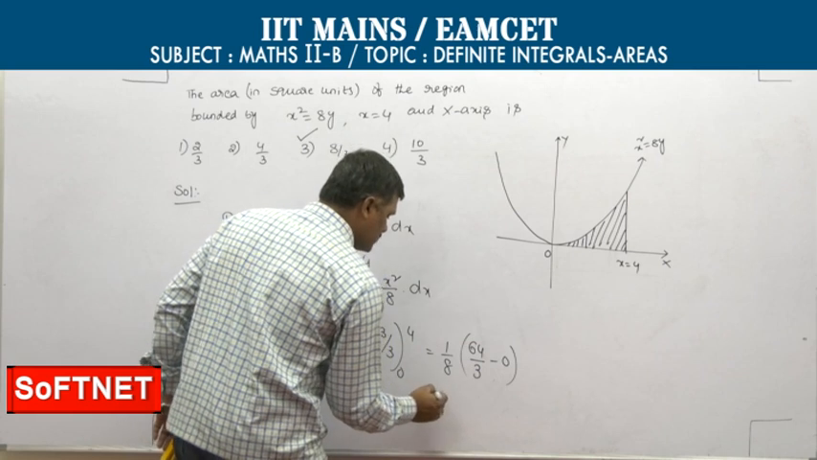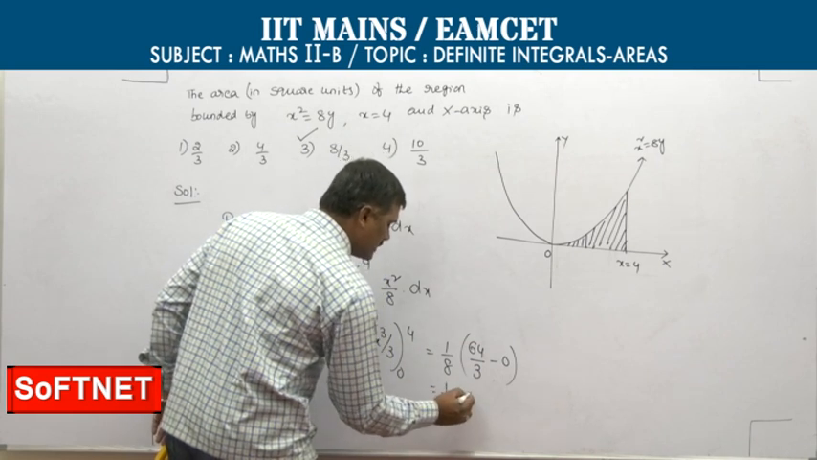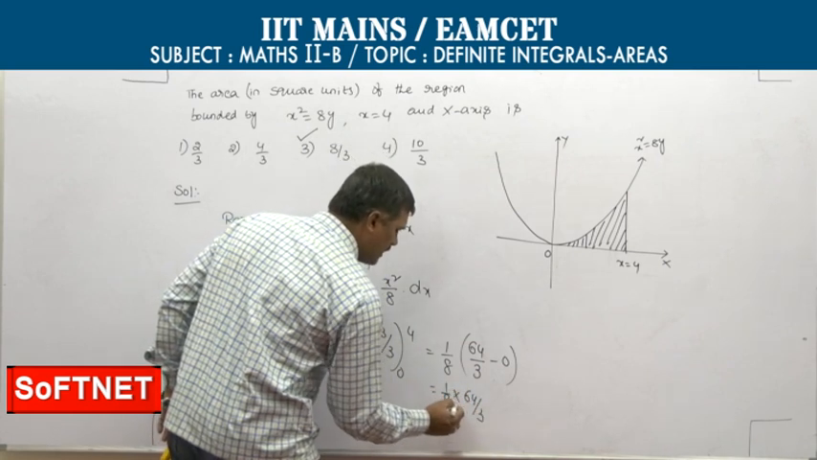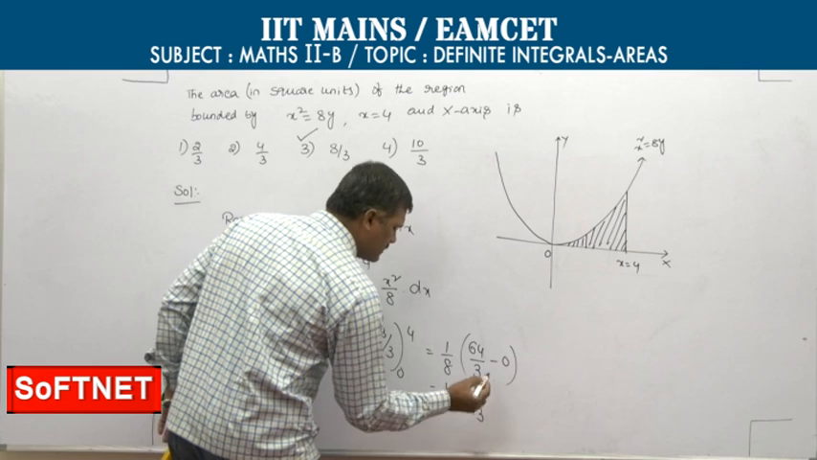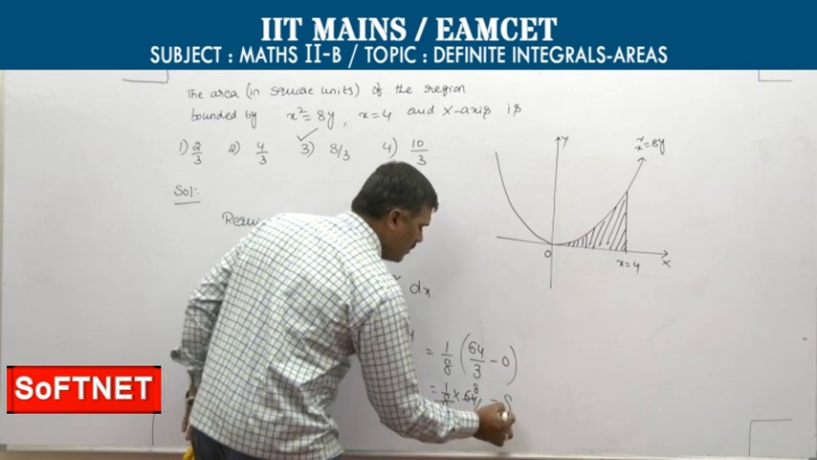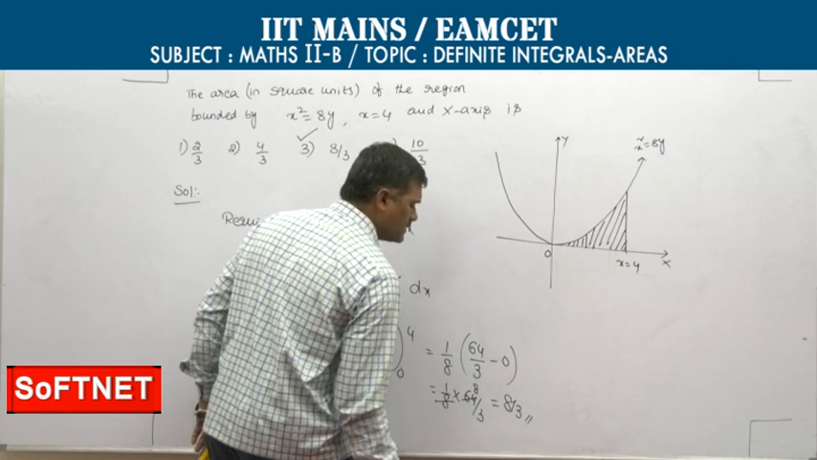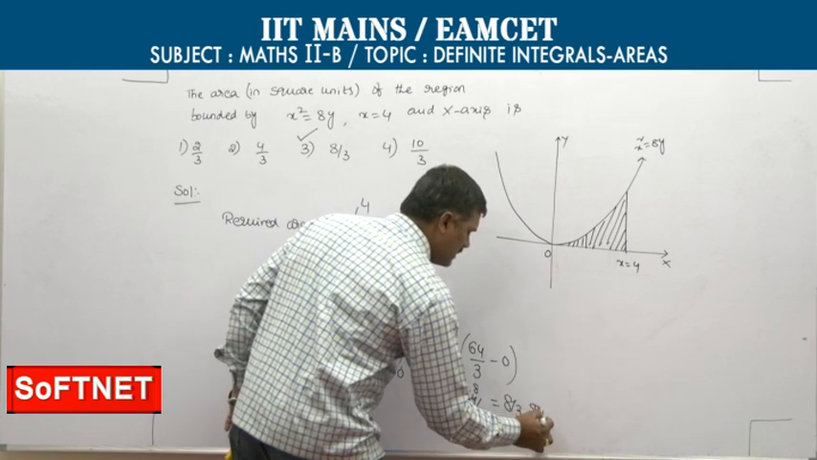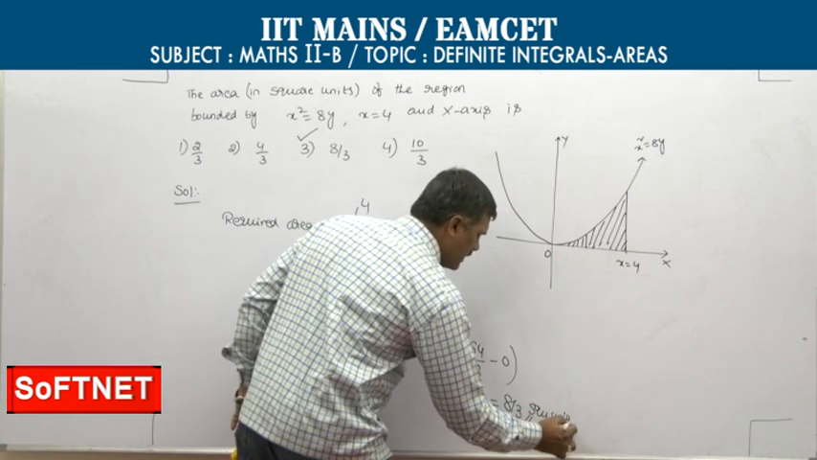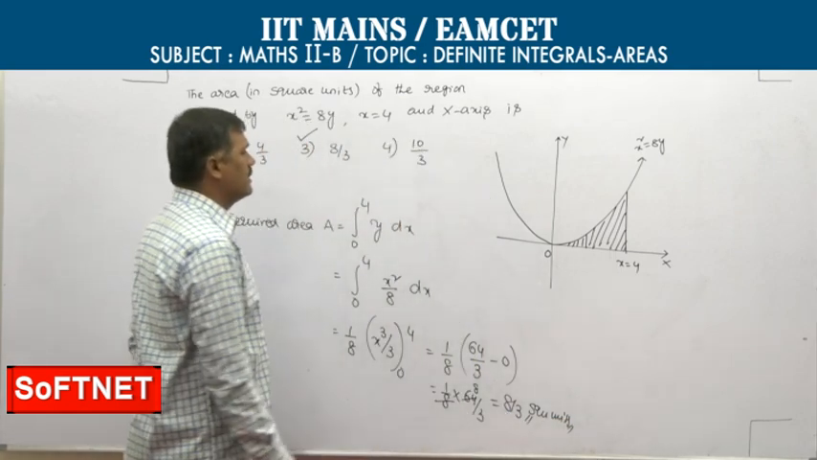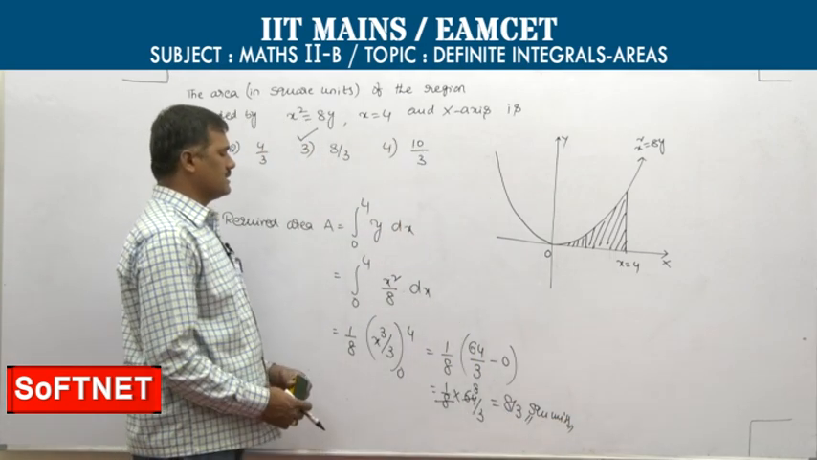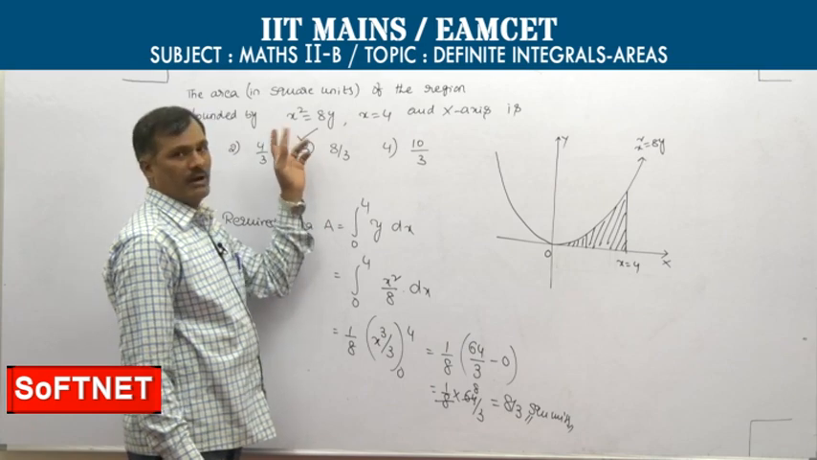That is equal to 1 by 8 into 64 by 3, 8 cancelled in 64, 8 times, that is equal to 8 by 3 square units, which is the required solution of the given problem.